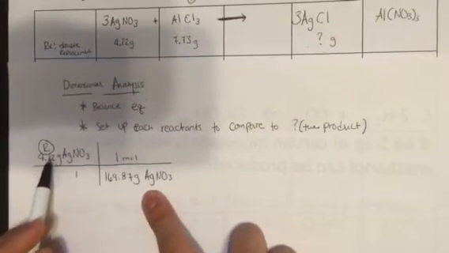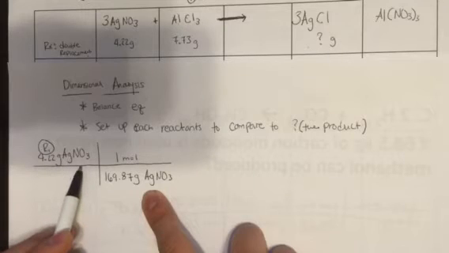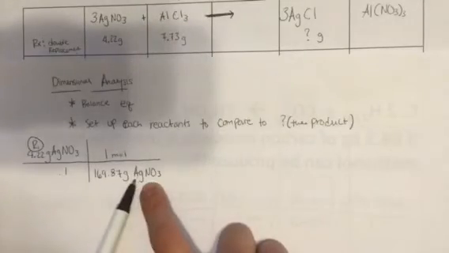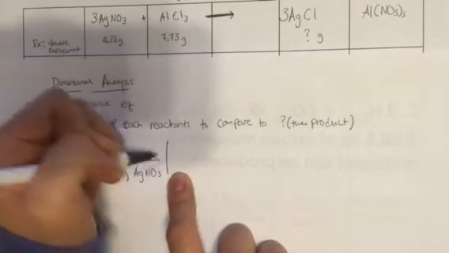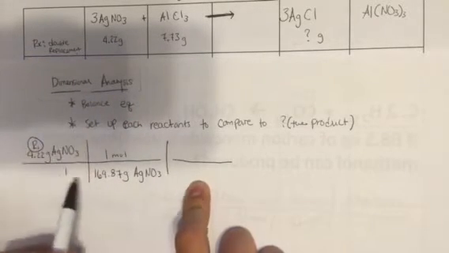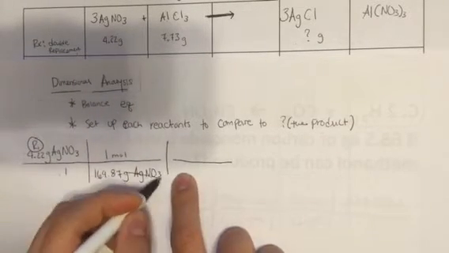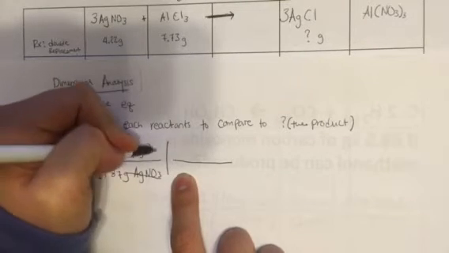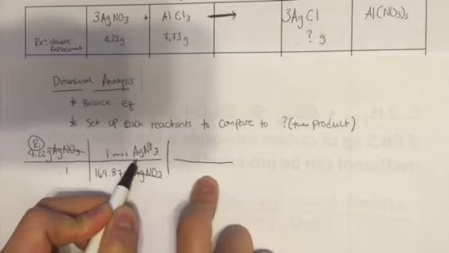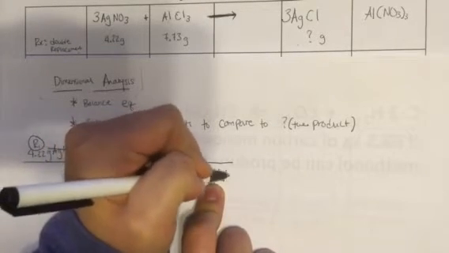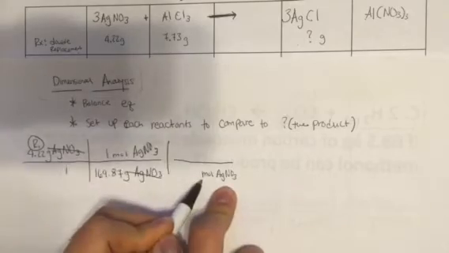I know I have 4.22 grams of silver nitrate. Okay? I also know, looking at my periodic table, the molecular weight of silver nitrate is this. So I can go ahead and set it up. In the dimensional analysis way, I am going to go ahead and cancel these two out. So I have 1 mole of this. So I know that mole of silver nitrate needs to go down here.